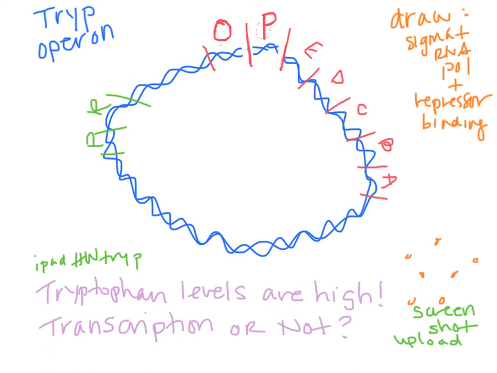So show me, and tryptophan levels are high. You need to tell me transcription or not of the operon, and you need to show me all the places sigma and RNA polymerase will sit down and all the places that the repressor will sit down. Remember, tryptophan levels are high. Then I want you to draw all that, take a screenshot and upload to iPad Homework Tryptophan. Thanks very much and good luck.